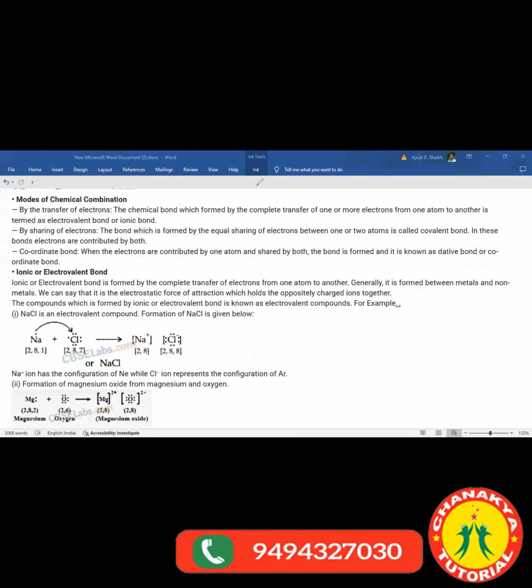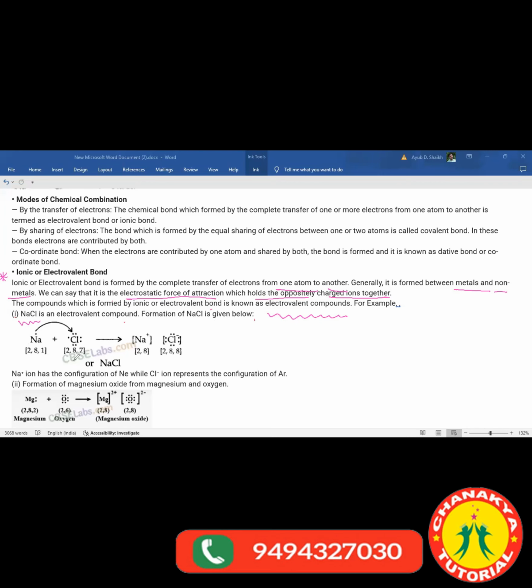Fine. Now we'll move forward, ionic or electrovalent bond. We are going to learn about the ionic bond or the electrovalent bond. In this case, what is given to you? See, ionic or electrovalent bond is formed by the complete transfer of electron from one atom to another. Generally, it is formed between the metals and non-metals, right? We can say it is electrostatic force of attraction which holds the oppositely charged ions together, right? And the compound which is formed by the ionic or the electrovalent bond is known as electrovalent compound or ionic compound. Example they have given is NaCl, correct? NaCl is an electrovalent compound. Formation of NaCl is given below.